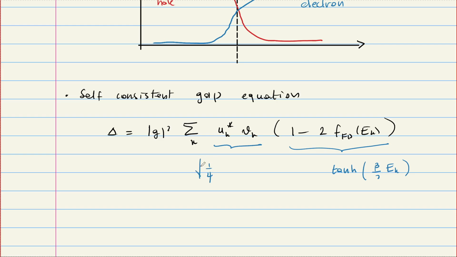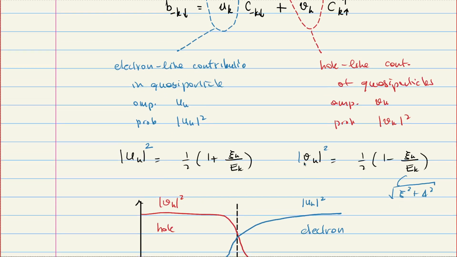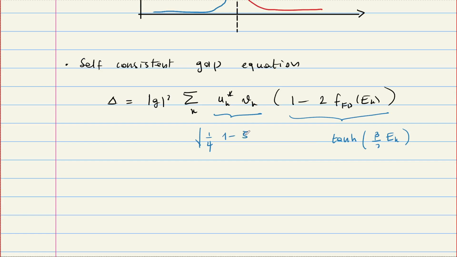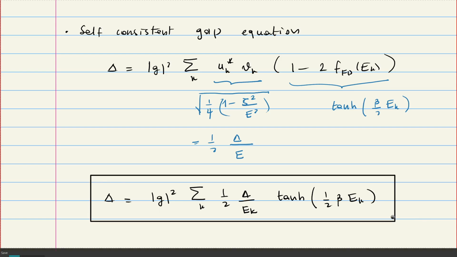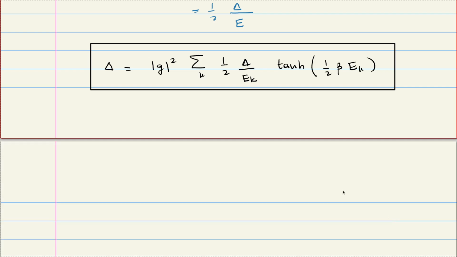And this piece is 1 over 4, right? We just wrote this. This times this is going to be 1 minus psi squared over e squared, and this is 1 over 2. E squared minus psi squared is delta squared. When it goes out of the square root, it's going to be delta divided by e squared, out of the square root is going to be e. Then this thing, delta, is equal to g squared sum over all k of 1/2 delta over e_k times tangent hyperbolic of 1/2 beta e of k. So this is the gap equation, but temperature dependent, and that means we can, for example, extract things like T_c from this equation.